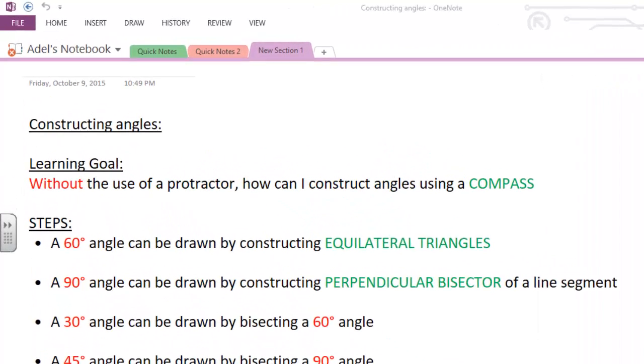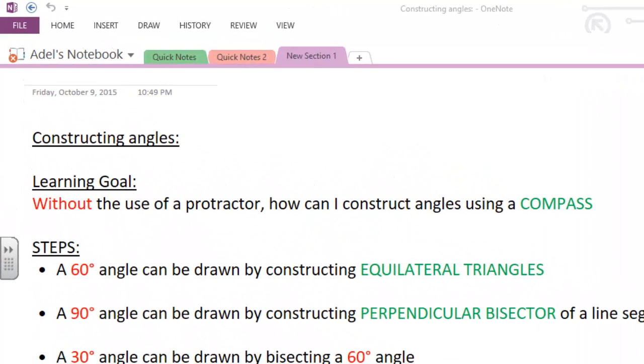Unit 7, Lesson 5, Constructing Angles. As you know, to construct any angle, we need to use the protractor. But if you look at the learning goal, it's totally different. It's saying, without the use of a protractor, how can I construct angles using a compass?